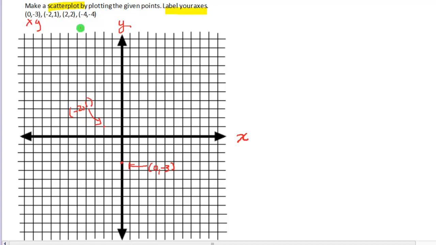2, 2 for the next point. So x is 2, y is +2. So here's our point 2, 2. And our last point is -4, -4. So x is negative and down 4 for y. That puts it here in the third quadrant. So -4, -4. Great, and that's our scatter plot.